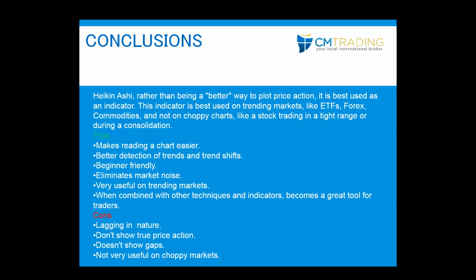The cons are that the indicators are lagging, and they don't show the true price action. The Heiken Ashi, as I said, is an average. You don't see the gaps in the Heiken Ashi. The Heiken Ashi will fill with a color if there's a gap.